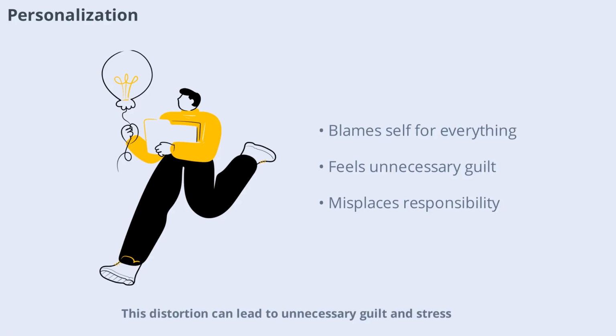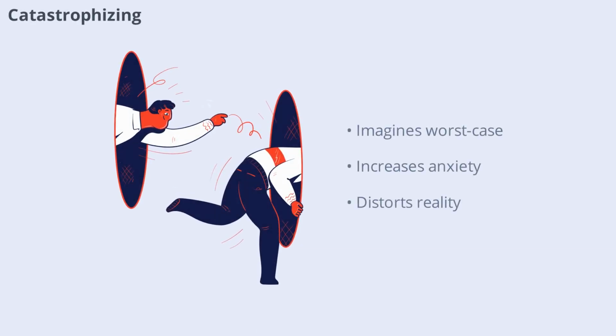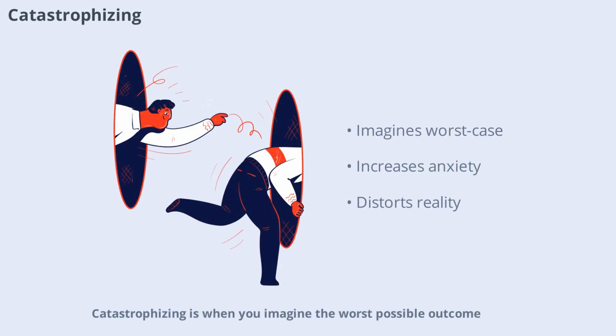This distortion can lead to unnecessary guilt and stress. By recognizing what you can and can't control, you can let go of misplaced responsibility and focus on what's truly yours. Catastrophizing is when you imagine the worst possible outcome, no matter how unlikely.